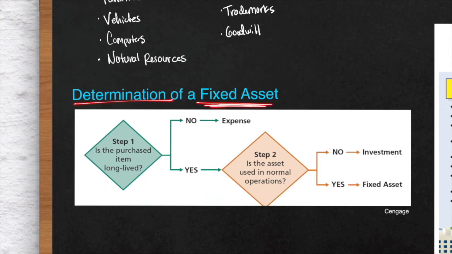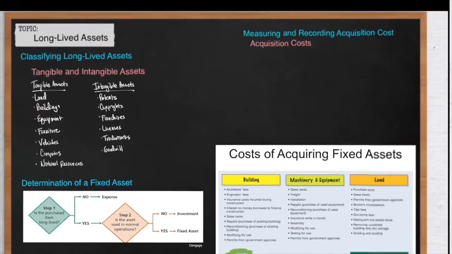So what's the determination of a fixed asset? This is a helpful chart to help you determine that. Step 1, is the purchased item long-lived? If it's no, then it's actually considered an expense and not an asset. So you want to debit expense instead of debiting asset. If yes, you go to step 2. Is the asset used in normal operations? If no, then that's actually considered an investment. If it's yes, then yes, it's considered a fixed asset. So two things there. It needs to be long-lived, and it needs to be used in normal operations for it to be considered a fixed asset.